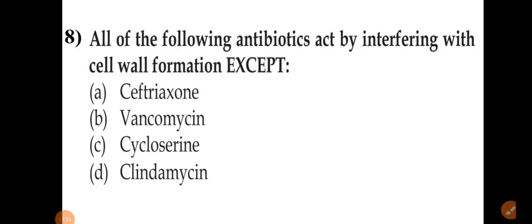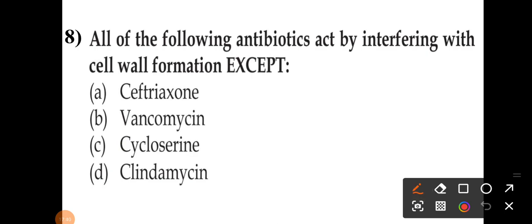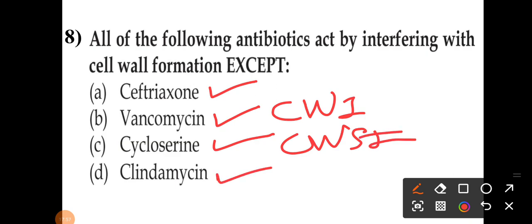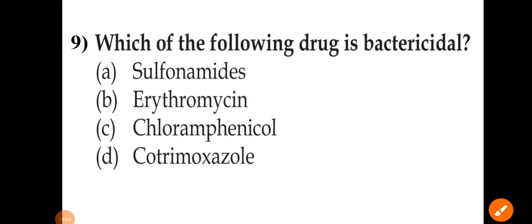Okay, the next, all of the following antibiotics act by interfering with cell wall formation except. Again the same question. So most of the questions are from the cell wall synthesis inhibitors. So ceftriaxone, that is the cephalosporin, that is the beta-lactam antibiotic. Vancomycin, we know that is also the cell wall inhibitor. Cycloserine is also cell wall synthesis inhibitor, right? And the clindamycin. So what is the correct answer? That is your clindamycin.